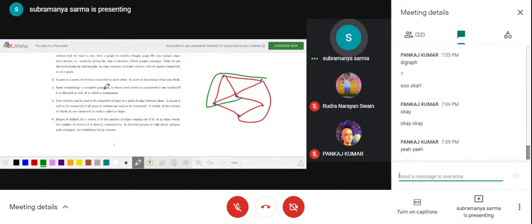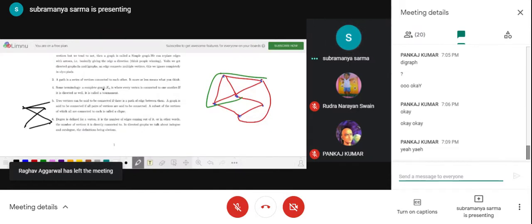A complete graph K_n, so the n means that there are n vertices. Say for example K_4 has four vertices, and all four vertices are connected to each other. So this is K_4. K_n is a graph with n vertices all connected to each other. That's what is called the complete graph.